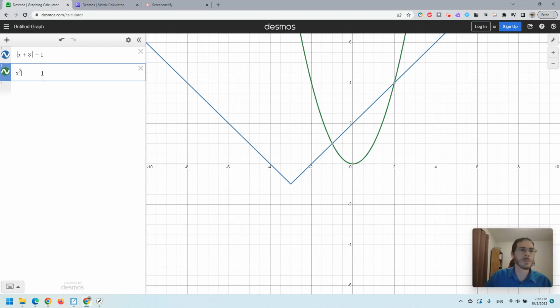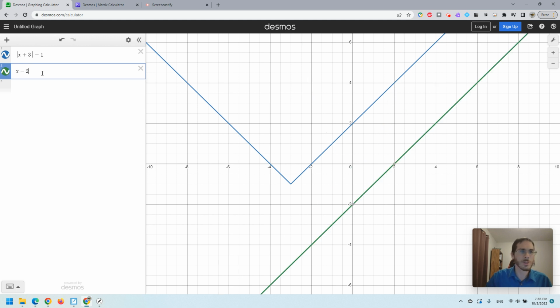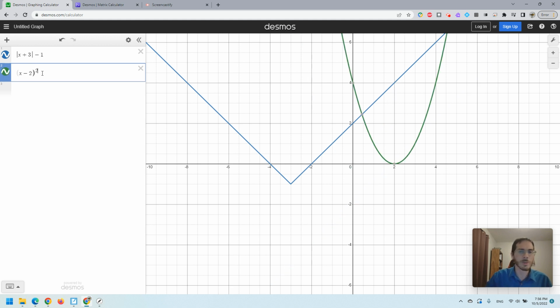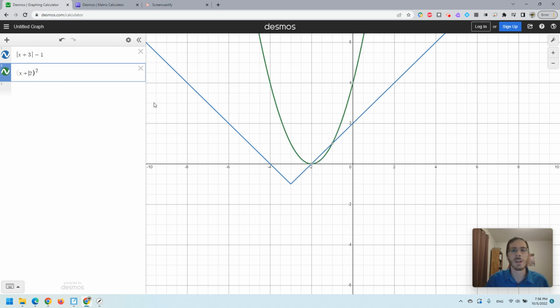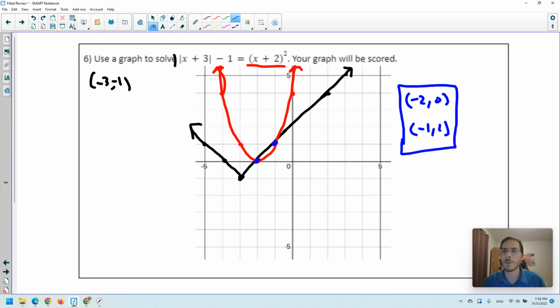So we want to do x minus 2 quantity squared. Oh, x plus 2. There we go. All right, and again, it looks like we're at -1, 1 and -2, 0. Just double checking, because I've already made a couple mistakes on this one, so I just want to make sure I got the right answer. All's well that ends well. So that's what we do for number 6.